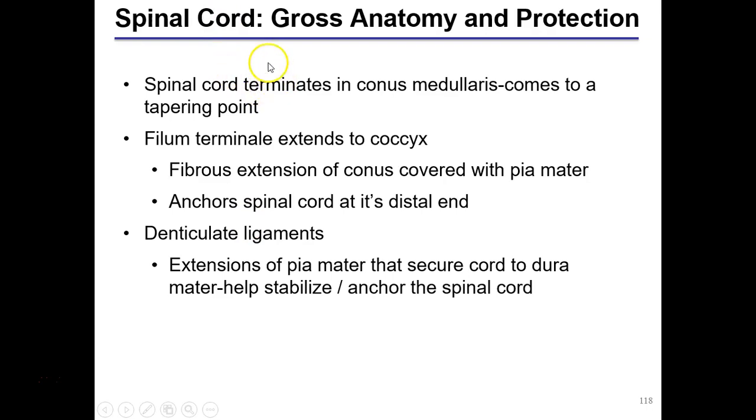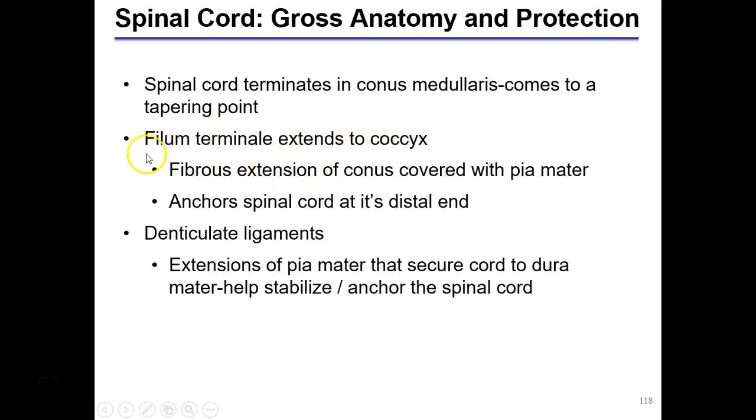The spinal cord, where it comes to an end in the upper lumbar spine, gradually comes to a tapering point, and this part of the spinal cord, which really represents the sacral part of the spinal cord, where it tapers to this fine endpoint, is known as the conus medullaris. And at its very distal end, there's a fibrous membrane that extends from the distal end of the spinal cord called the filum terminale. This fibrous connective tissue layer extends right down to the surface of the coccyx at the lower end of the vertebral column.